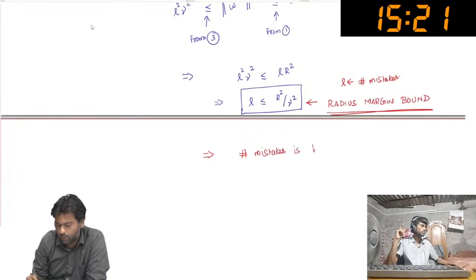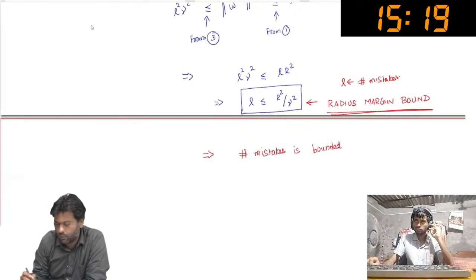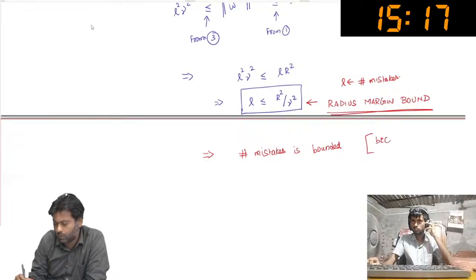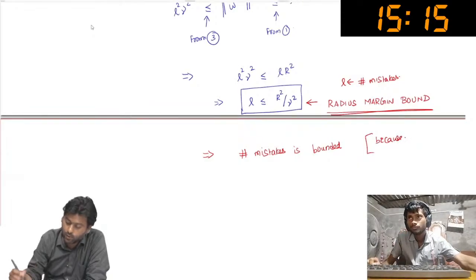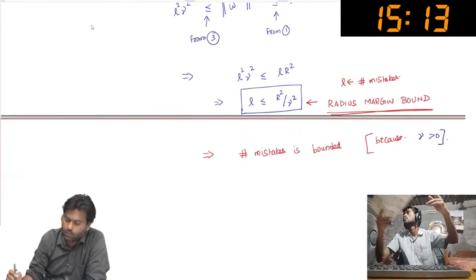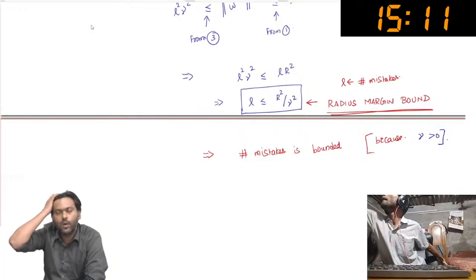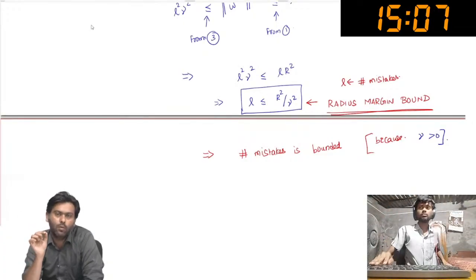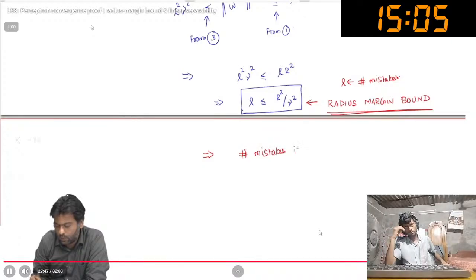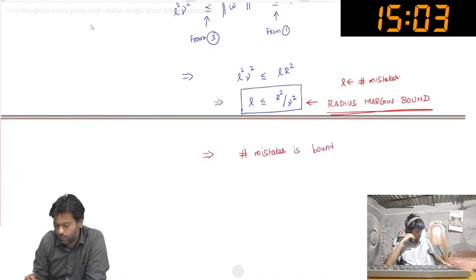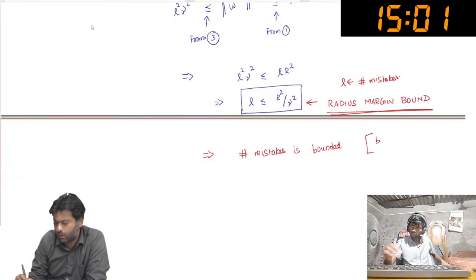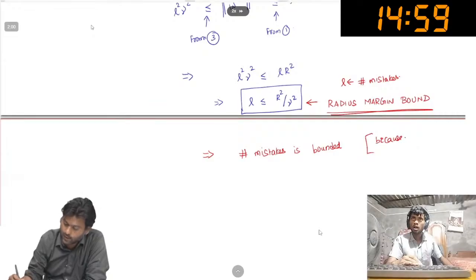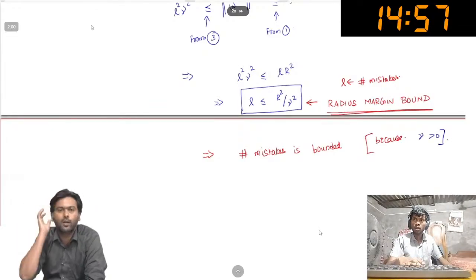is bounded, because, well, why is this? Because gamma is positive, and so R squared by gamma squared is a finite number.